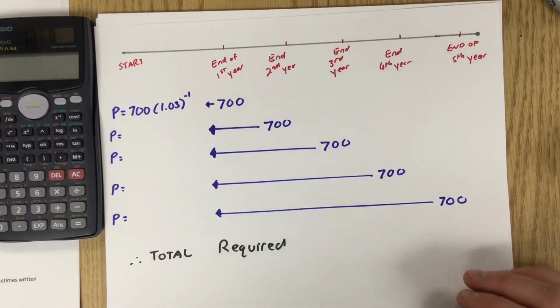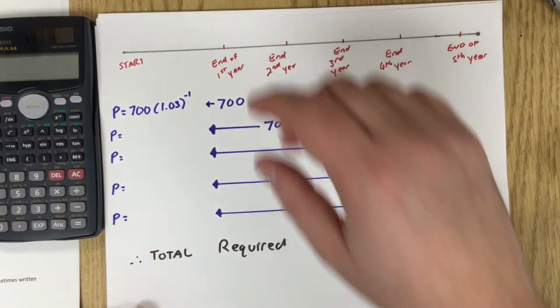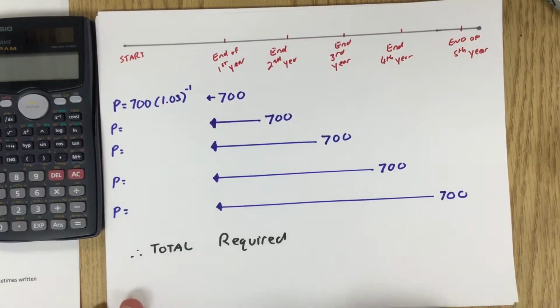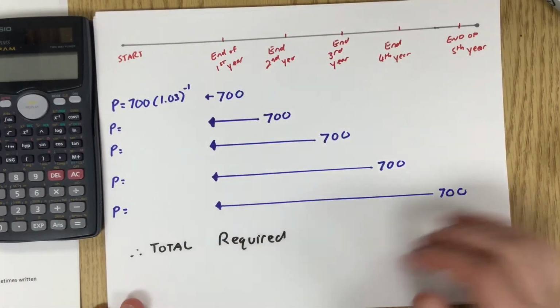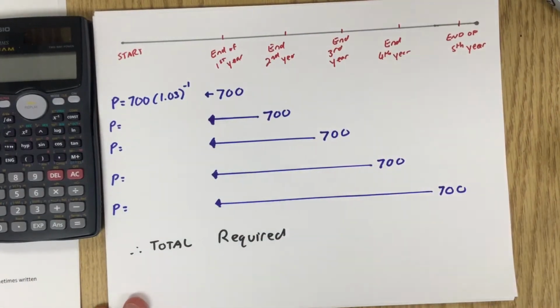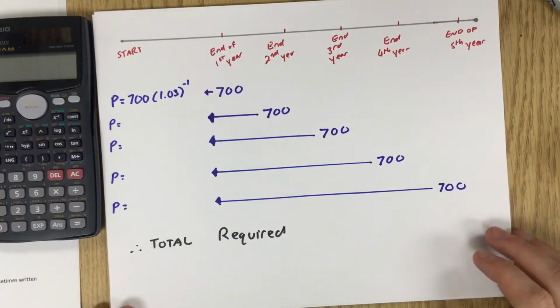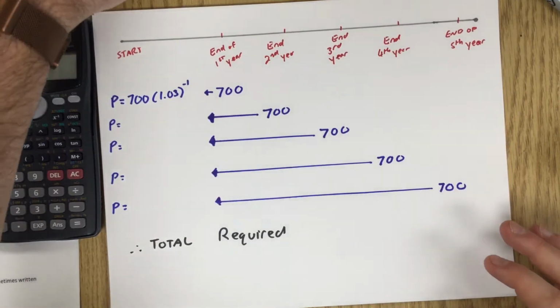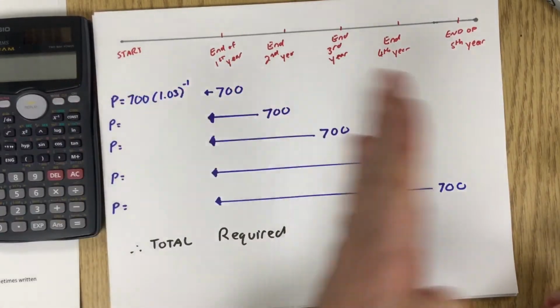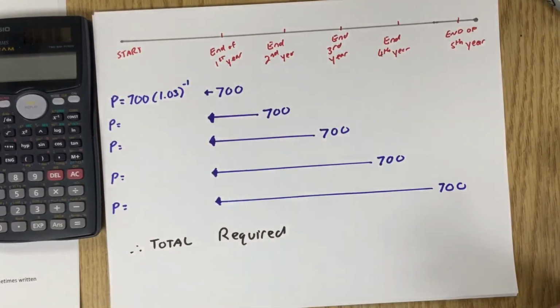Okay, so what's going to happen is, so that's today. And then at the end of the first year, we're taking $700 out. Then at the second year, taking $700 out. End of the third year, taking $700 out. End of the fourth year, $700 out. End of the fifth year, $700 out. And I kind of spoiled it a bit, but what are we going to do? We're going to find the present value of each of those withdrawals.